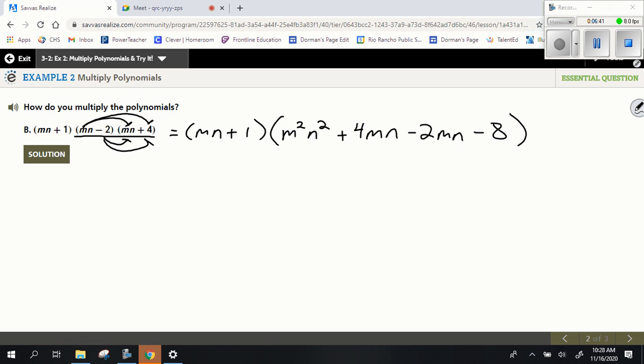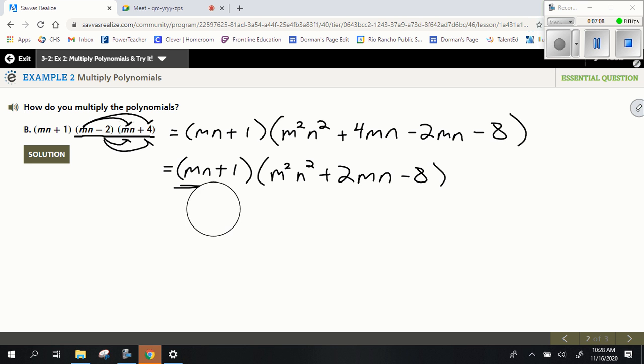Let's go ahead and combine like terms in those parentheses that we just filled with all of those products. So it looks like we can combine the mn terms. So 4mn minus 2mn is going to give me 2mn minus 8. Fantastic. Now our next step is that we're going to finally multiply this binomial that's out in the front. So we'll start by multiplying the mn times each of the terms in that parenthesis.